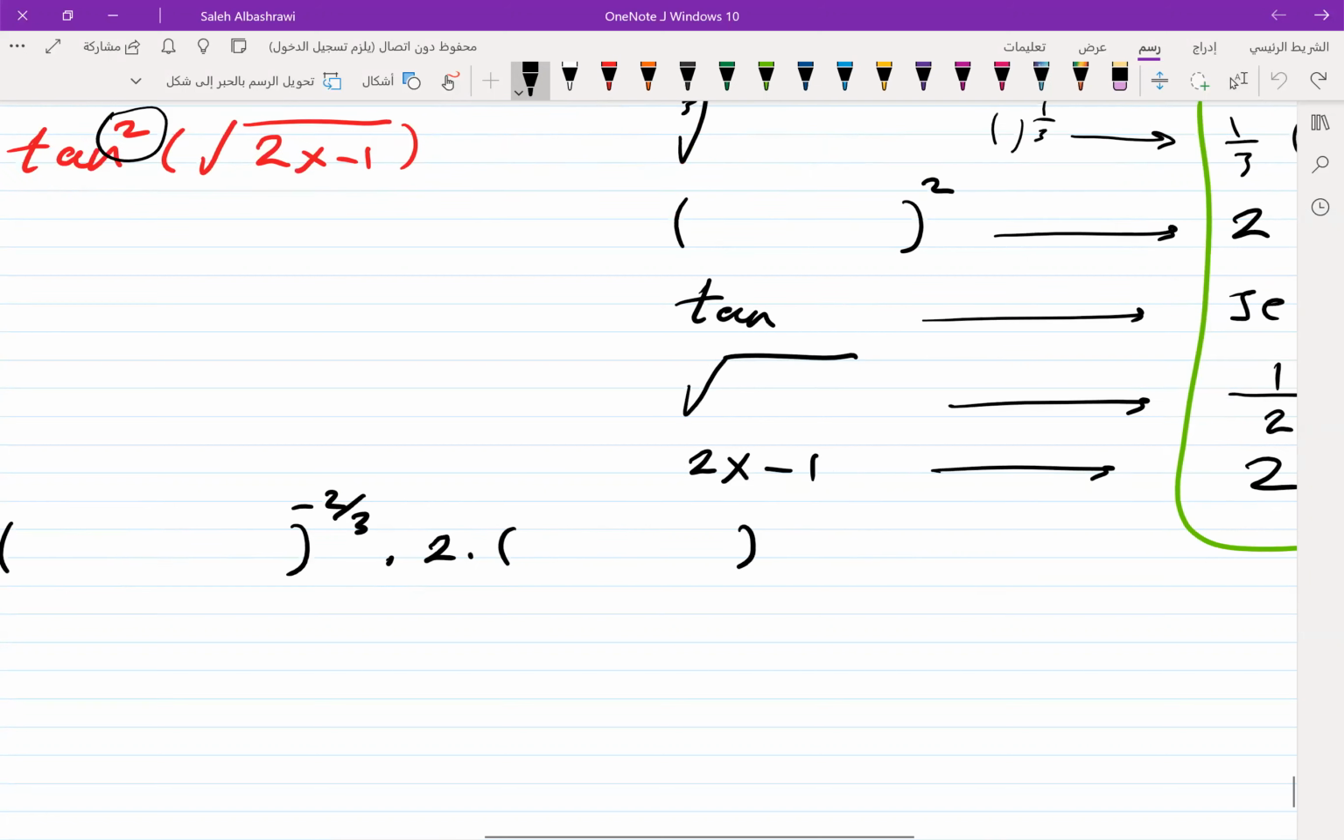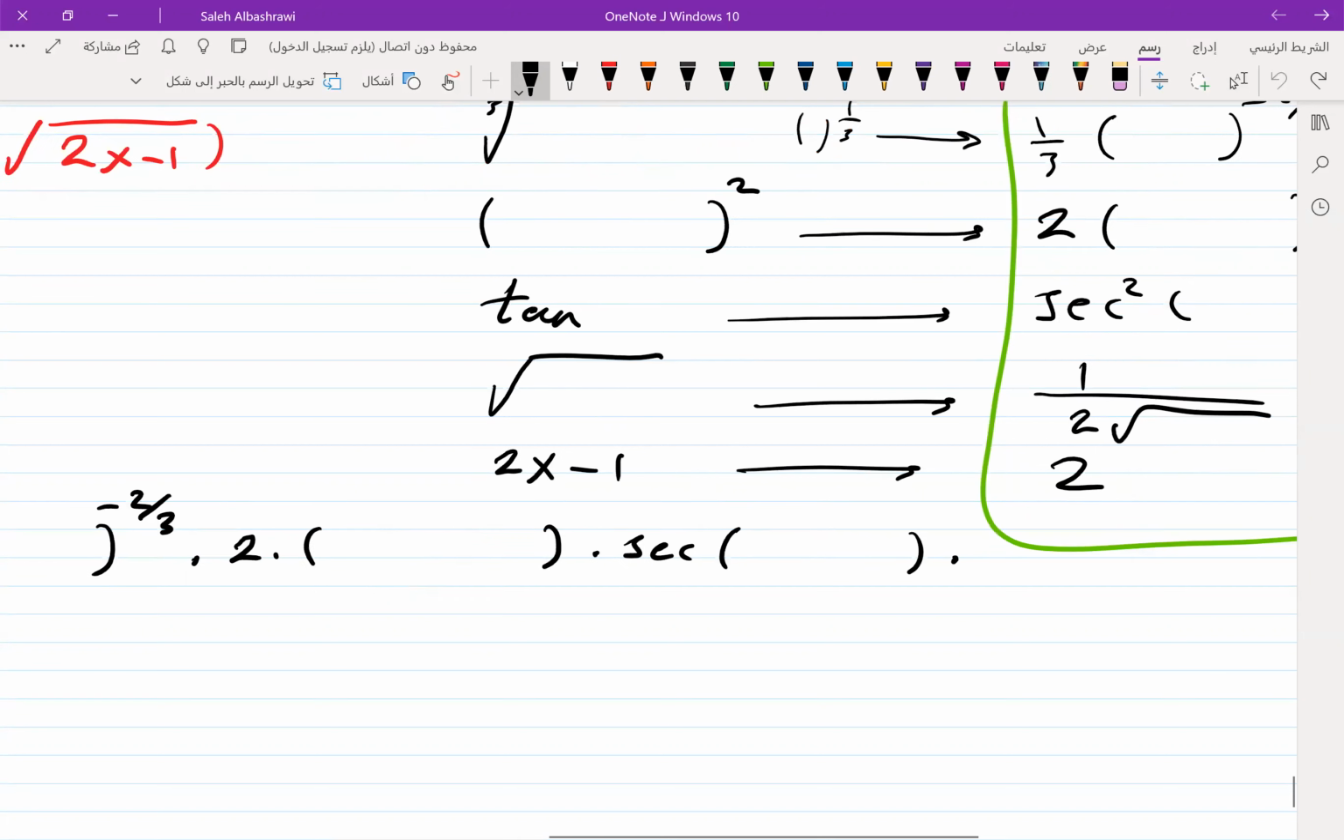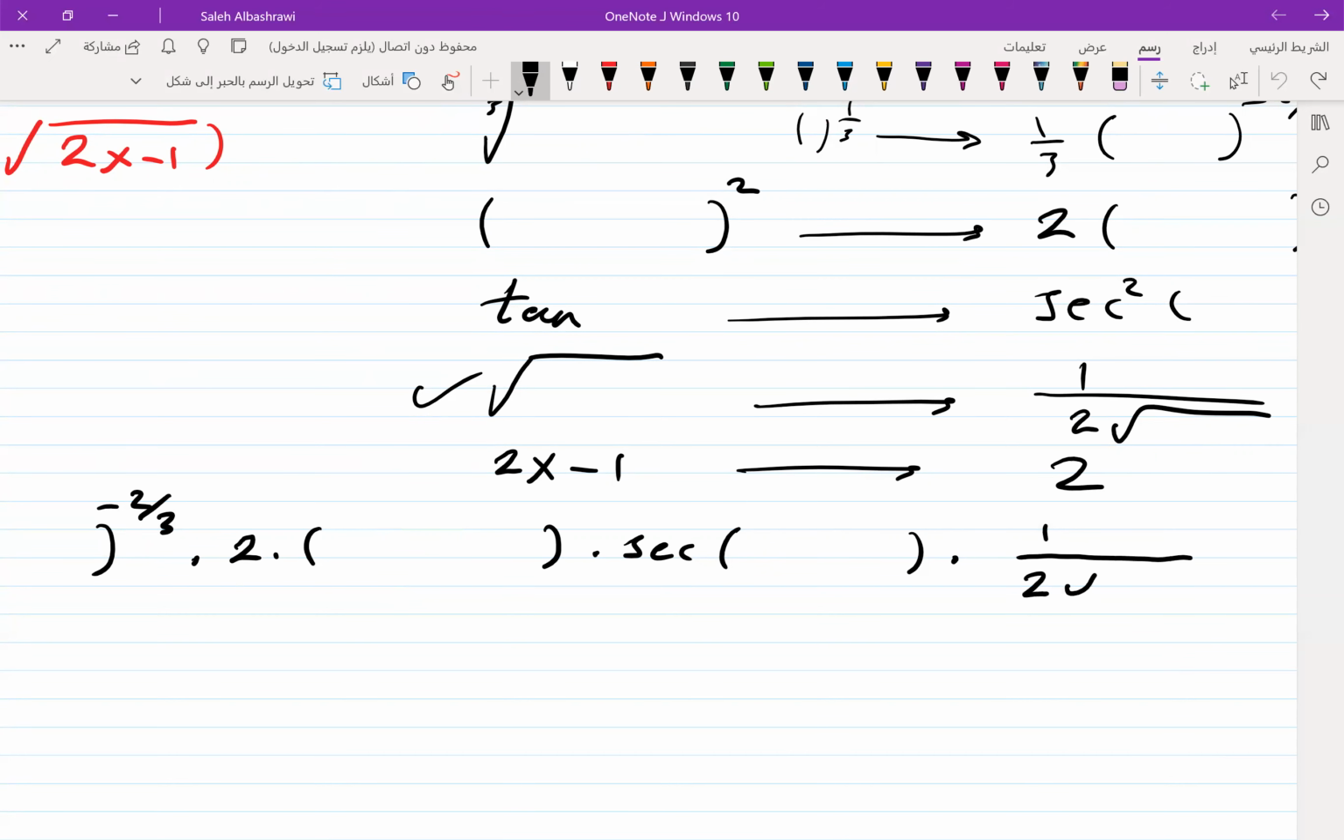Then derivative of the tangent is secant, multiplied by secant. And we have to keep the angle inside. The derivative of the angle, which is square root, it is this one now, is 1 over, take this out, it is 1 over 2 square root, and derivative of the last one is 2. You can see number 1, number 2, number 3, number 4, and number 5. These are the 5 derivatives. Now let's fill the blank.